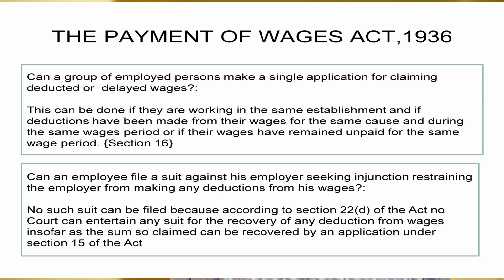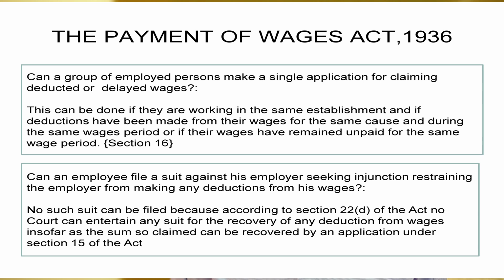It means that we should never violate the provisions of the law at any point of time, because there will always be this risk. Any person can go and file a claim before these authorities, and the authorities are also quite senior, equal to a civil judge or a magistrate, and the inquiries will be absolutely judicial. So one has to be very careful and cautious on this. Can a group of persons make a single application for claiming deductions? This can be done if they are all working in the same establishment and deductions have been made in a similar way. They can prefer a common application.